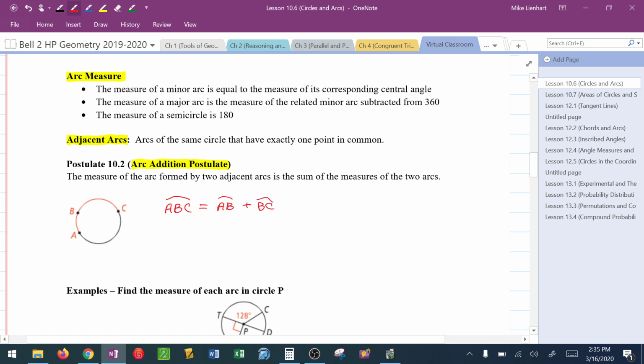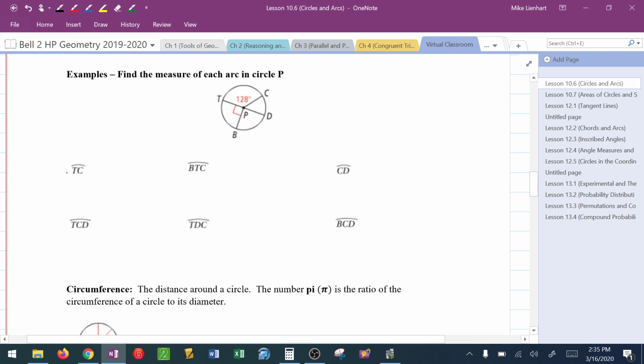All right, so let's take a look at some examples. Let's try some of these. First thing it says, here's a picture, and I want you to find these 6 different arc measures. Let's start with the basic one that they gave us here. What's the measure of arc TC? Well, in order to find arc TC, I need to know its central angle. The central angle there is 128. Therefore, the corresponding minor arc is 128 degrees. Yes, it's important to put the degree symbol on there.